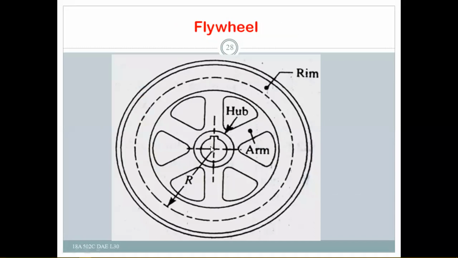So this is the hub, this is the shaft, and this is the hub. We have to design the internal diameter as well as the outer diameter, and these are the arms, and we have to design the shape of these arms. That means generally elliptical shape, major axis and minor axis, and this is the rim, its rim diameter and also its mass we have to design.